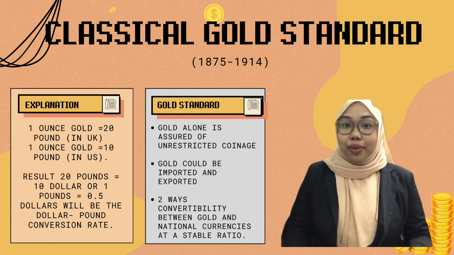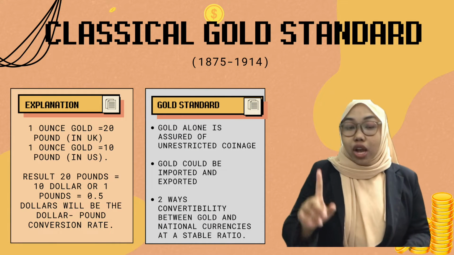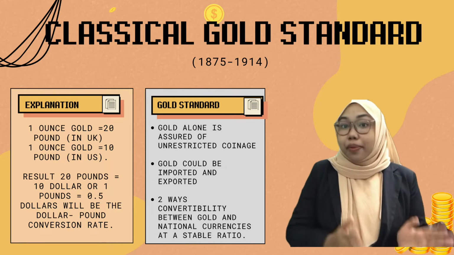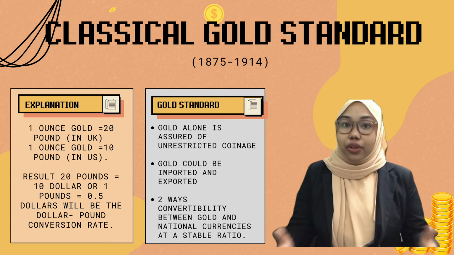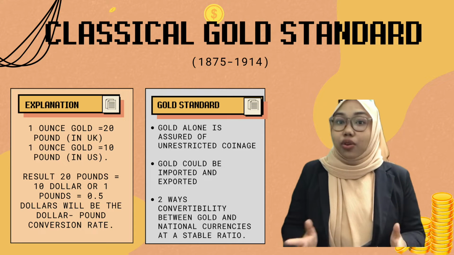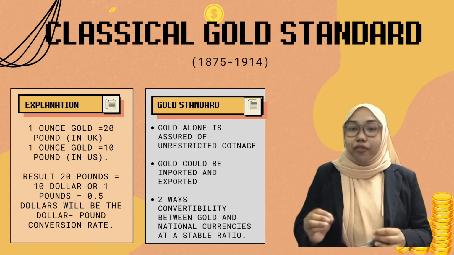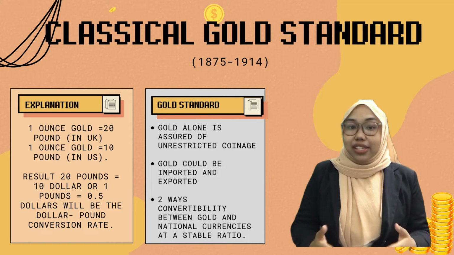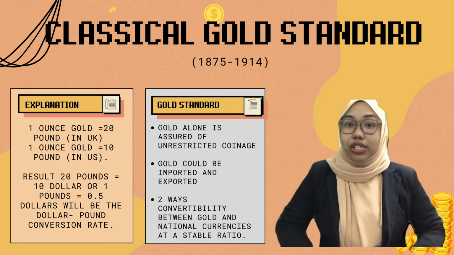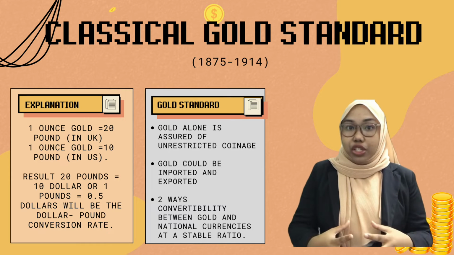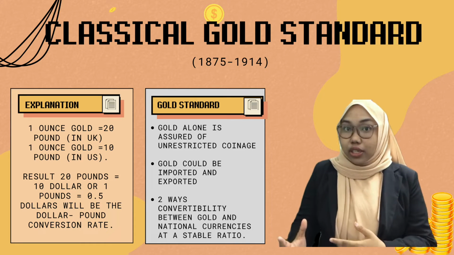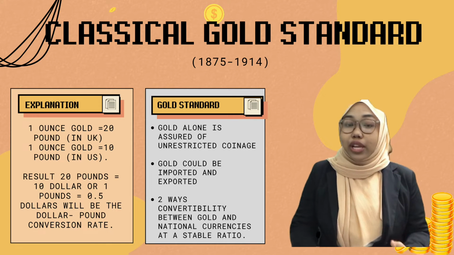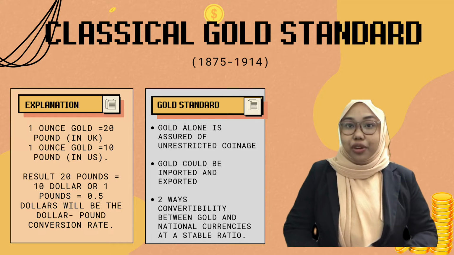Next, we go to the example and explanation. 1 ounce of gold is 20 pounds in the UK. 1 ounce of gold is 10 dollars in the US. The result is that 20 pounds is similar to $10, or 1 pound is similar to $0.5, which is the dollar-pound conversion rate. Next is the gold standard. Gold alone is the issuer of unrestricted coinage. Gold could be imported and also exported. There is two-way convertibility between gold and national currency at a stable ratio.